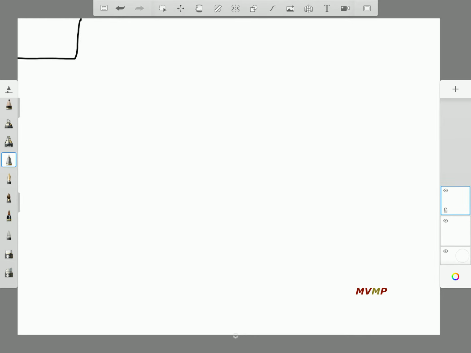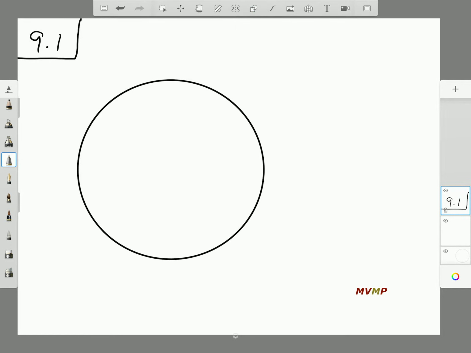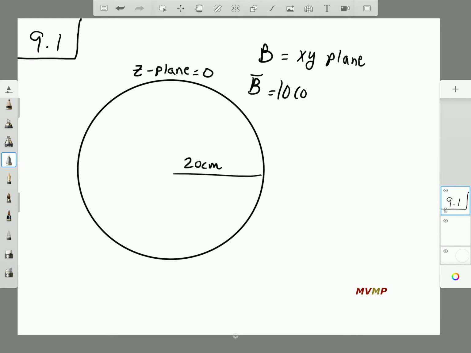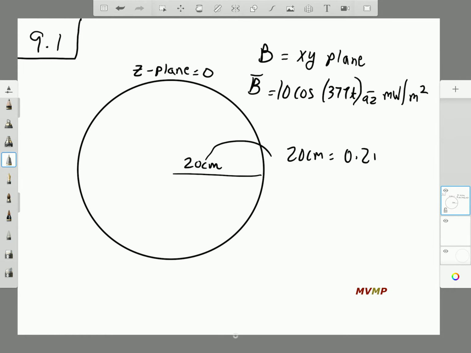The first problem we are going to do is problem 9.1, which states that we have a circular loop with a 20 centimeter radius, and it lies in the plane z equals 0, which says that our magnetic B field is in the xy plane. Now we're given the B field as 10 cosine 377t a_z milliwebers per meter squared.